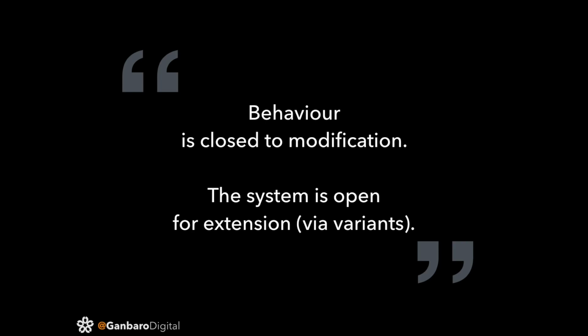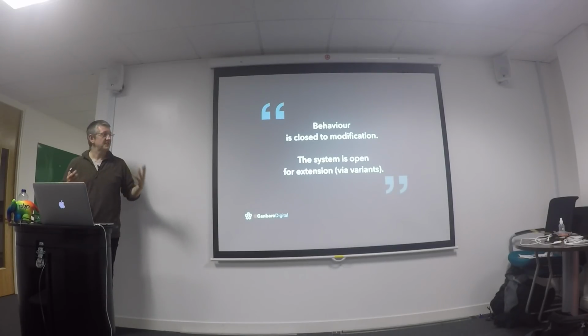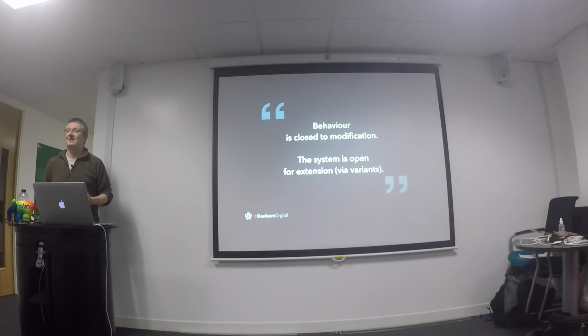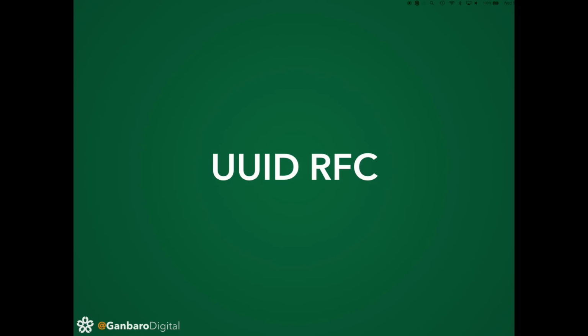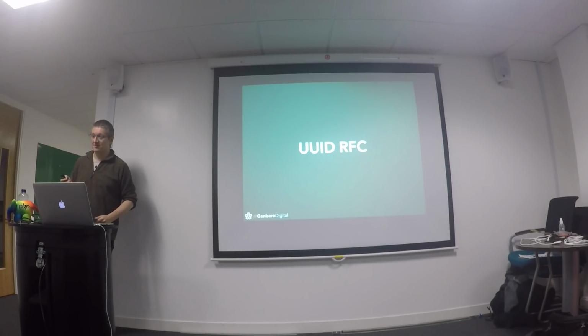And this gives you this nice behavior. You're still locking things down for modification, but the system is open. By using interfaces, the system's open, and it's open via variants. It gives you that power. It gives people who use your code the ability to extend it in ways you have not anticipated without causing you any grief, which is the holy grail we all want, I hope. Certainly as someone who uses other people's code, I love this. And I'll show you what I mean with the UUID RFC, just to finish up.